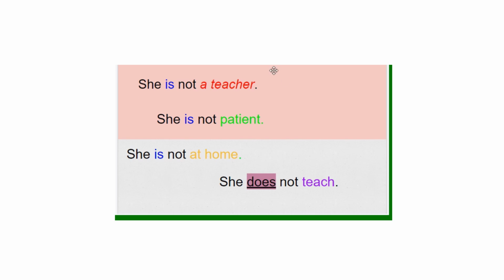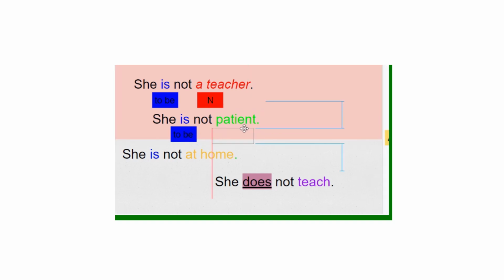Now, we've got negative sentences. Bagaimana dengan kalimat-kalimat yang berbentuk negatif? She is not a teacher. Is to be. Dia bukan seorang guru. Ya. She is not patient. Dia tidak sabar. Sabar di sini adalah kata sifat, ya, sifat penyabar.